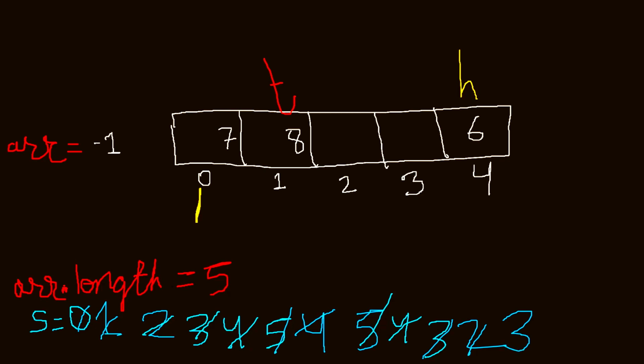Okay, so what if I tell you to remove it again? If you want to remove it again, you know that the dequeue operation will happen how? The head will move to the next index. So let's move to the next index. But see, sorry guys, 4 is the maximum index of the array, so it will go back to index 0 again.